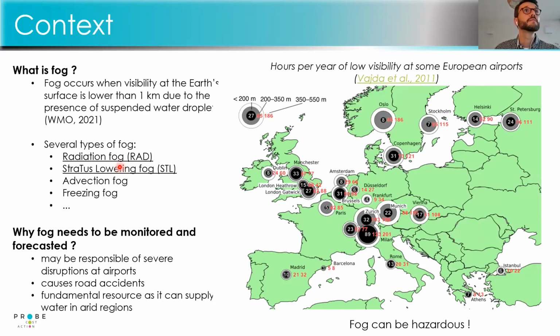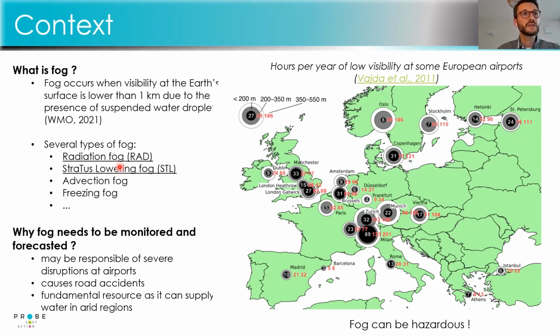So about the context, the first question is what is fog? According to WMO, fog occurs when the visibility at the Earth's surface is lower than 1 kilometer, and that should be due to the presence of suspended water droplets. There are several types of fog, like radiation, stratus lowering, advection, freezing, precipitation fog, and so on. But today we will mainly focus on radiation and stratus lowering fog, which are the most common continental fog.